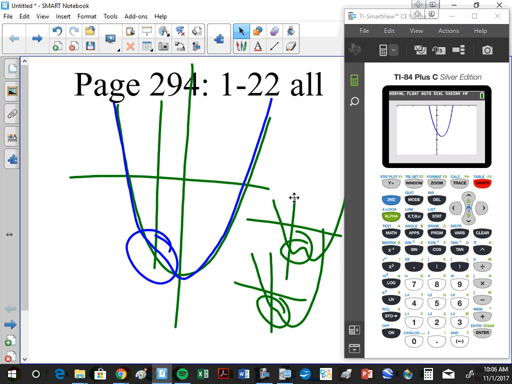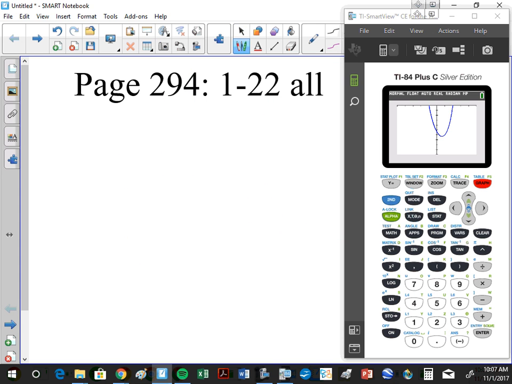Wait, what time do we get out of here? Right, I'm going to do odds. So, okay. All right, I'm actually going to finish the rest of the assignment. It's not really that long.